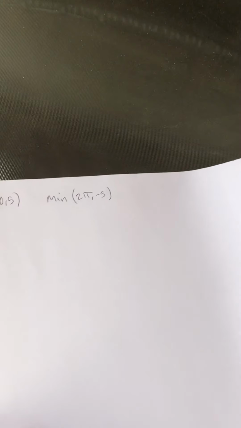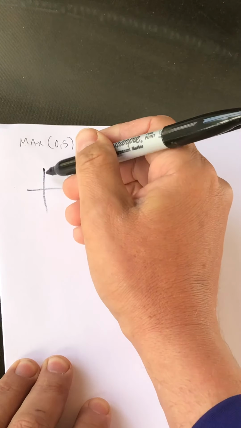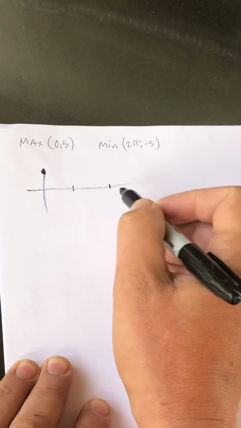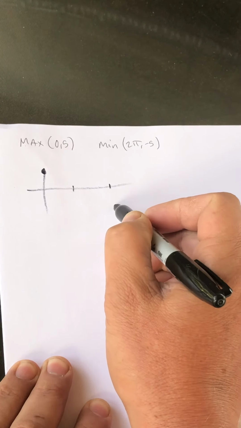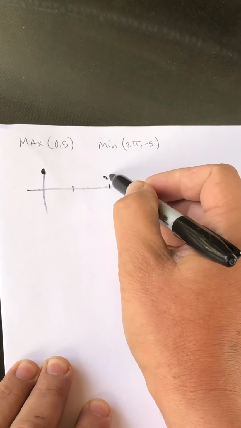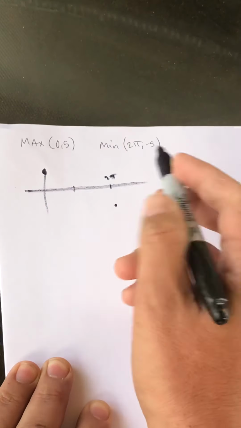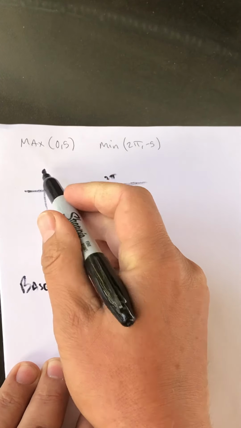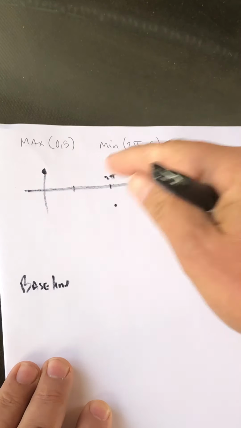All right. Next one. Min at 0.5. Max at 2 pi, 0.5. Max. Min. Right? I know it's automatically 2 away. 2 pi, negative 5. So I automatically know that that is my baseline. I'll tell you why. Highest is 5, lowest is negative 5. That whole distance is 10. Half of 10 is 5, which puts me back at 0.